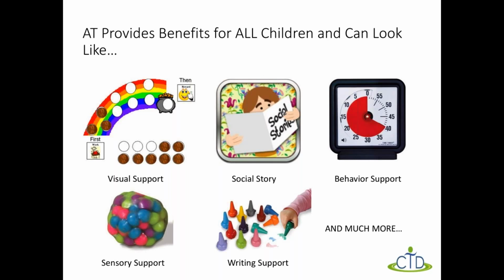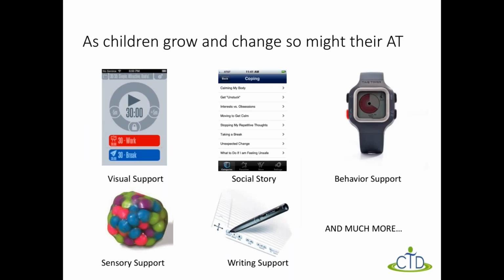What's neat is that for those kids who are going to be lifelong learners and users of assistive technology, as they grow and change, so might their AT. So that visual support could now be on an iPhone. This is an app called 3030 that helps with organizing my schedule. My social story now can be grown up. This is the social story app called Quick Cues, and it has text scripts for helping learners get through some things, some social conversations on the job.